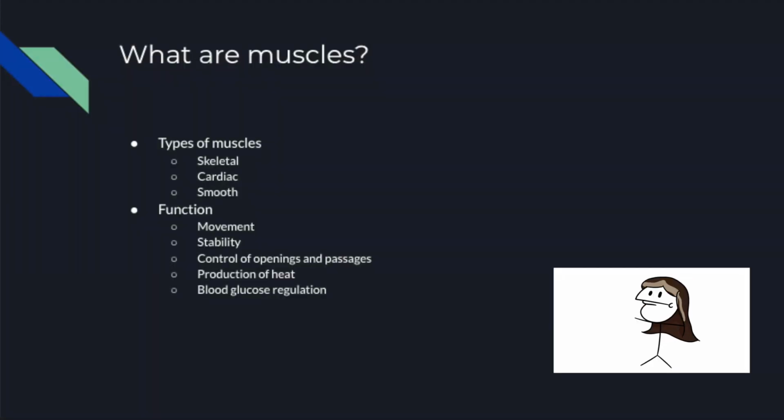Before getting started, we have to know what muscles are. There are three different types of muscles: skeletal, cardiac, and smooth. Their function: movement, stability, control of openings and passages, production of heat, and blood glucose regulation. This video will be mainly focused on skeletal muscle.